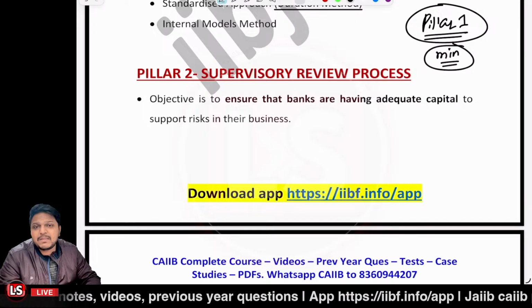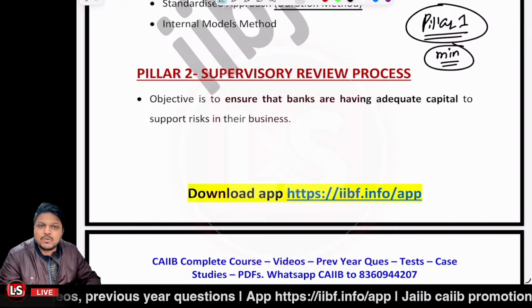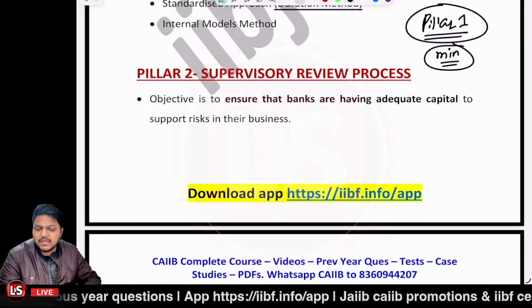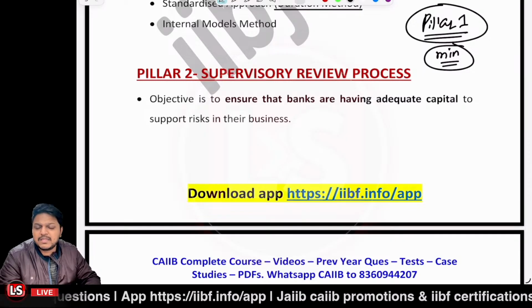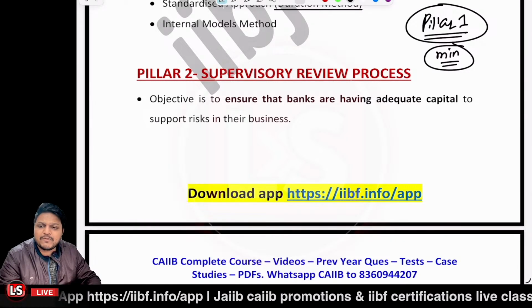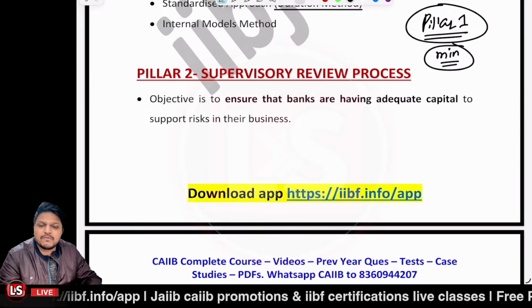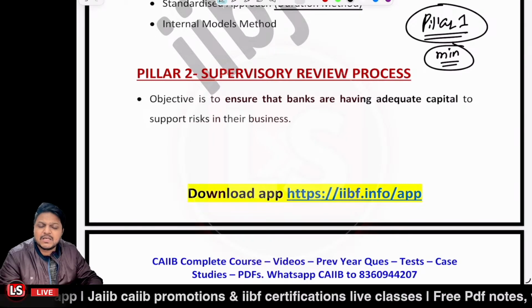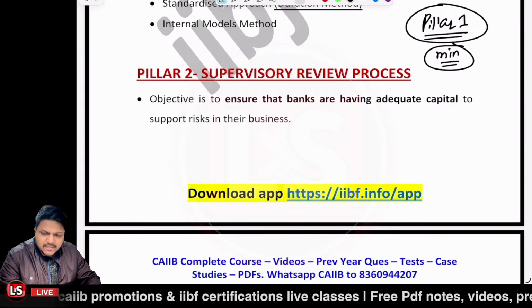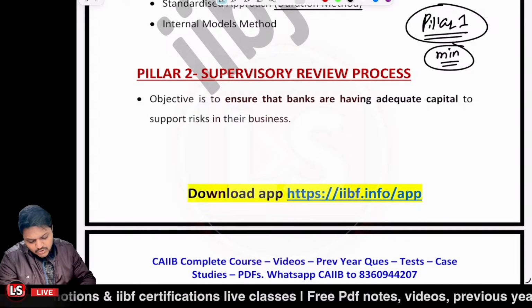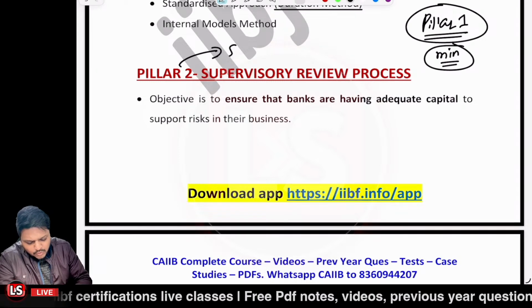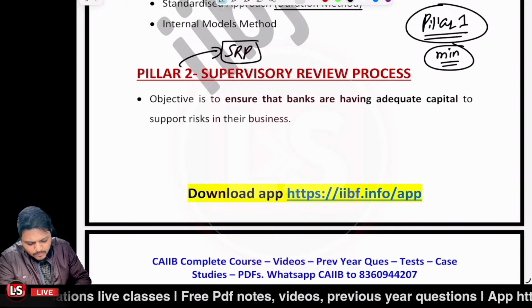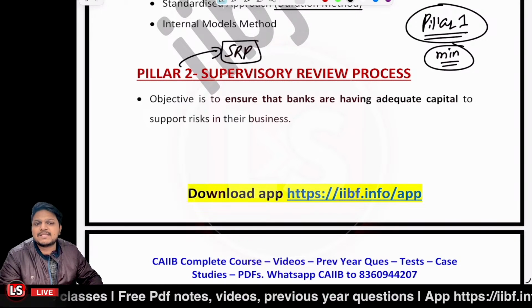So it may be the case that there is some residual risk left, some residual risk in the banking sector or in the bank profile, which is yet to be covered, for which the capital is to be covered. That is the part played by the SRP. In short, we say pillar 2 is the SRP, that is supervisory review process.